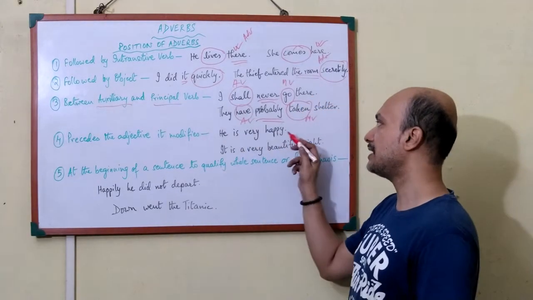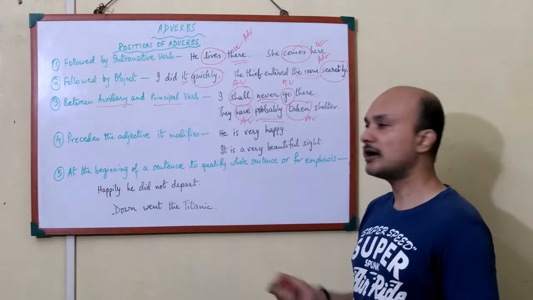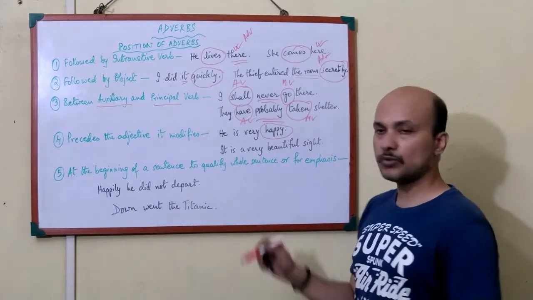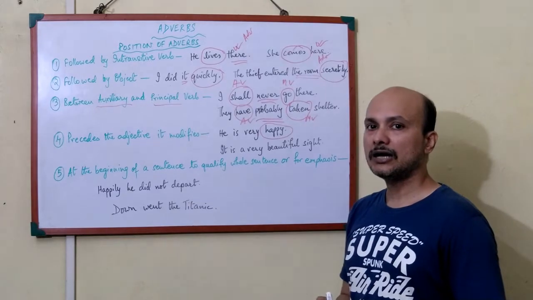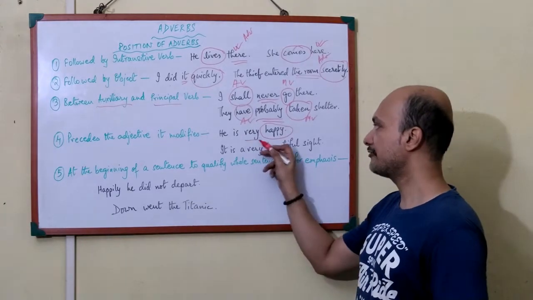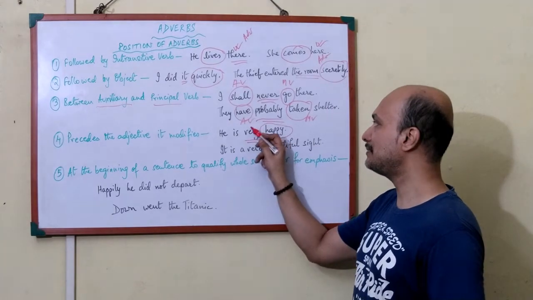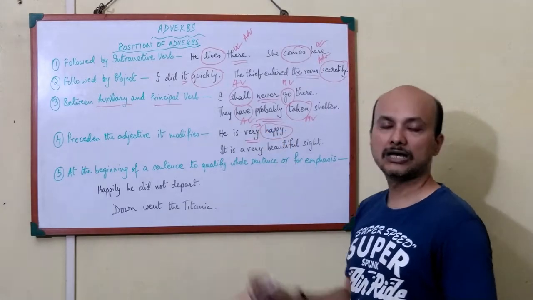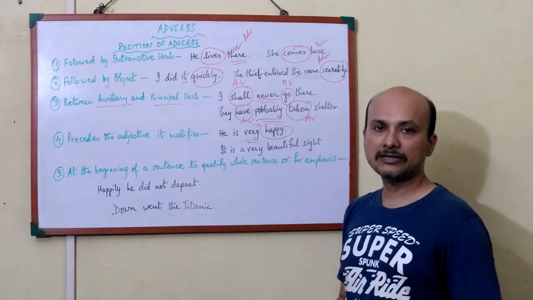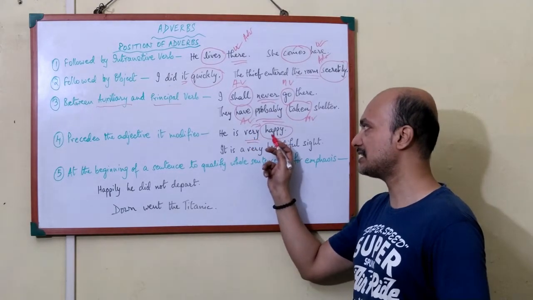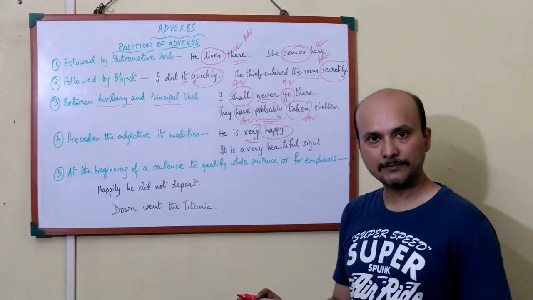See, he is very happy. Which is the adjective here? Of course, happy. Happy is the adjective. Very simple. Which word is qualifying the word happy? Of course, very, which is our adverb. Where is it written? It is written immediately before the adjective. It is written just before the adjective. See, very happy. Happy is the adjective. Before that we have written very.